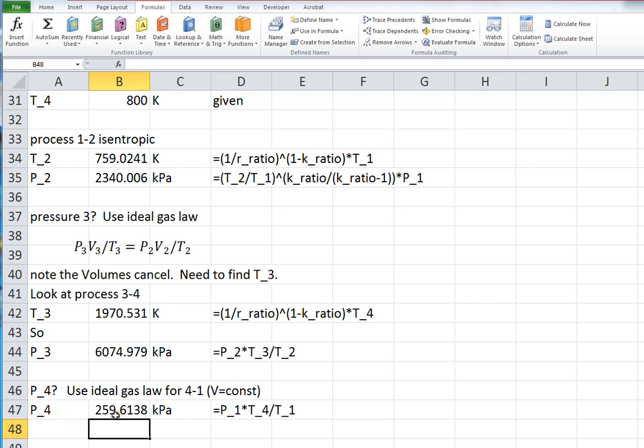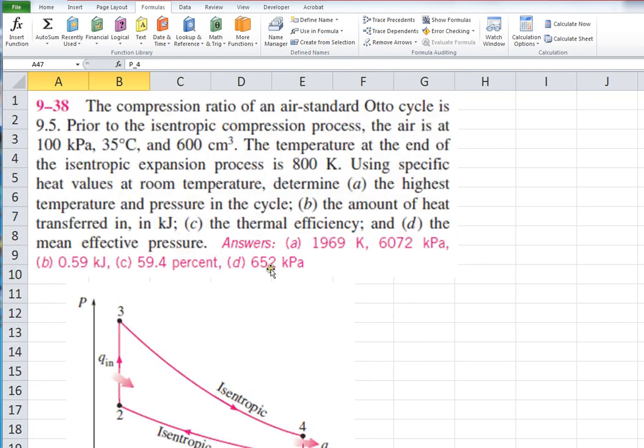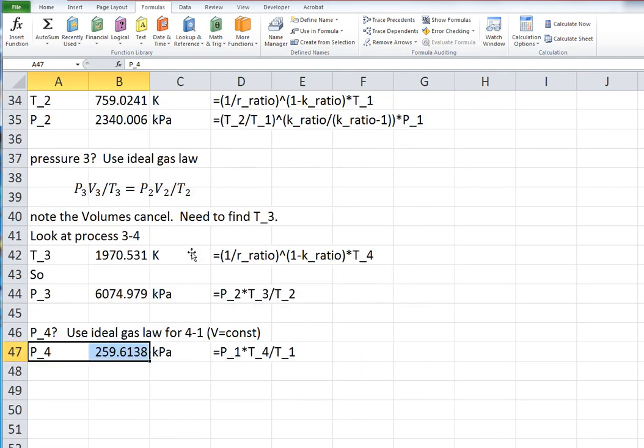So the pressure there is 259 kPa. Okay, so I think we found all the pressures and temperatures that he wanted us to have. He wanted to know the amount of heat transferred in kilojoules. Oh goodness, so in order to do that we need to calculate the mass of air that we have. And we can find that from the given initial condition.